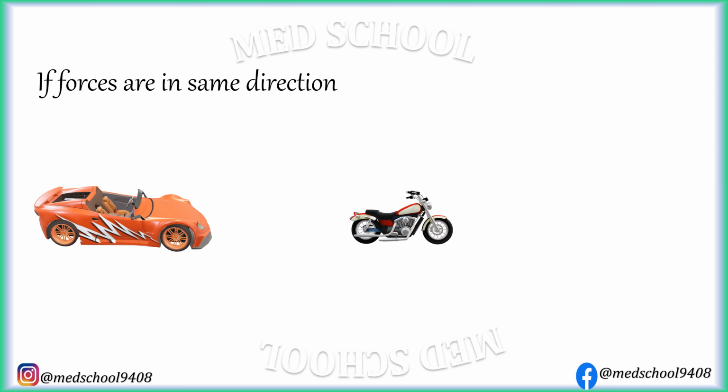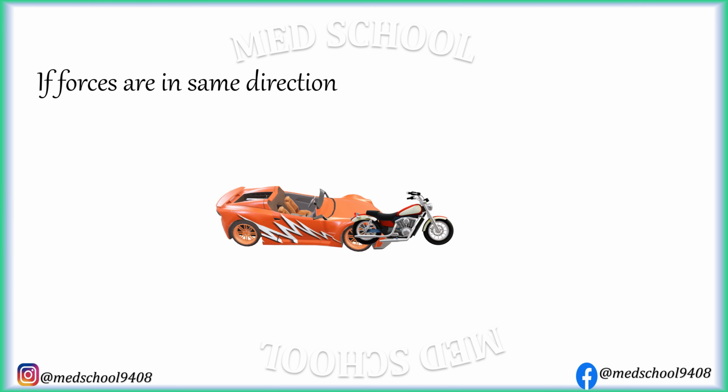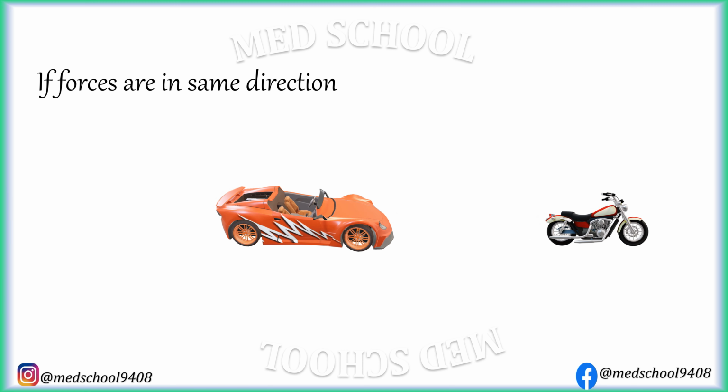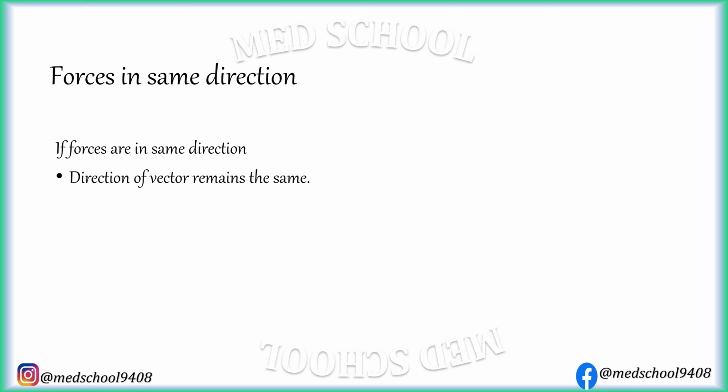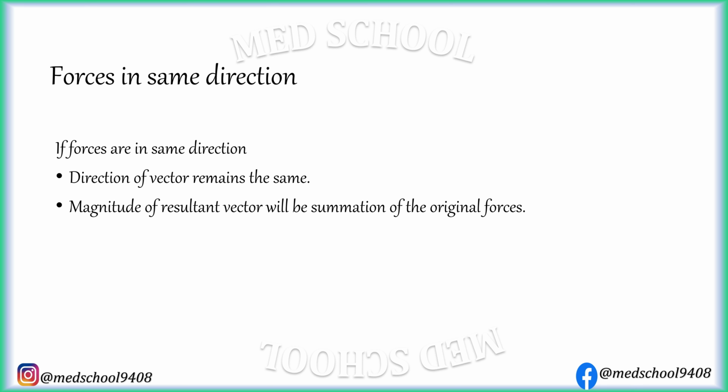You must have seen a car dashing a running bike. In this scenario, bike speed will increase suddenly and then it will fall because of imbalance. Why does this happen? Because after dash, force of car plus force of bike add up to form resultant vector, and its direction remains the same, that is in forward direction. So, if forces are in same direction, the direction of resultant vector remains the same, and magnitude of the resultant vector will be summation of original forces.